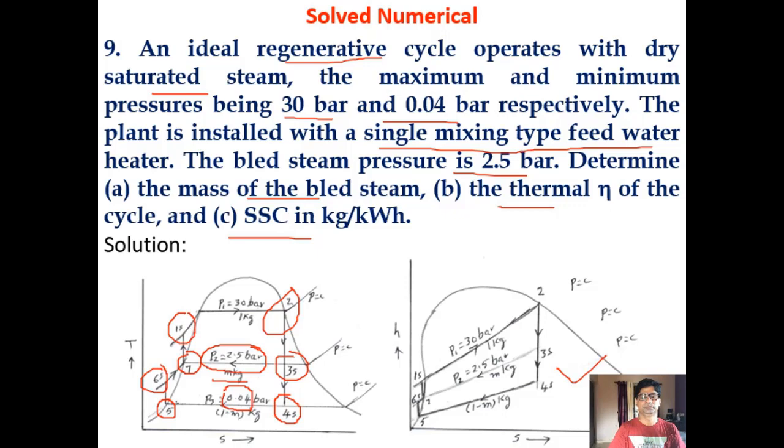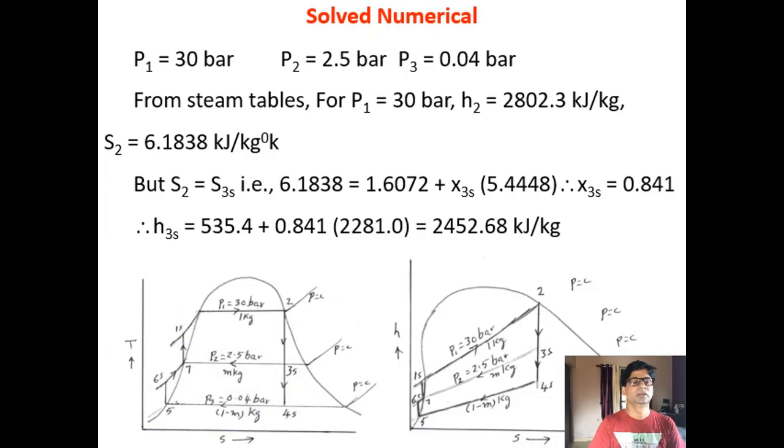Now let us note down the data. So P1 is equal to 30 bar, P2 is equal to 2.5 bar, all these things with reference to this TS and HS diagram. So you can name it P1, P2, P3, PB. So you see, naming is your choice. Okay, P3 is 0.04 bar.